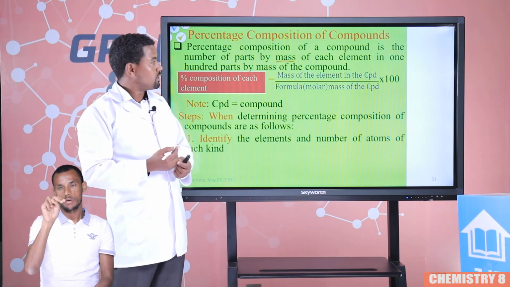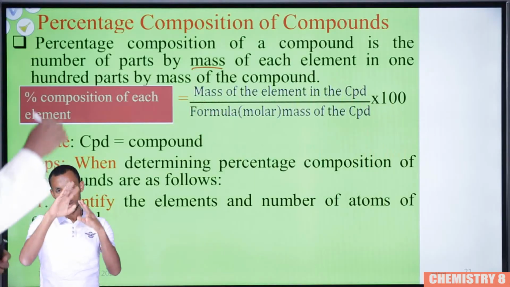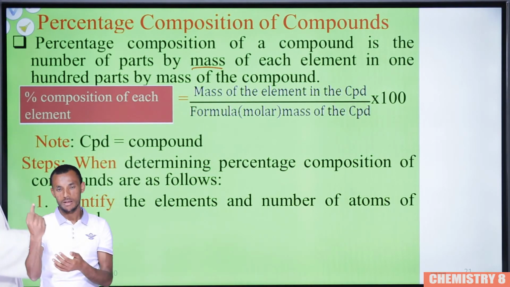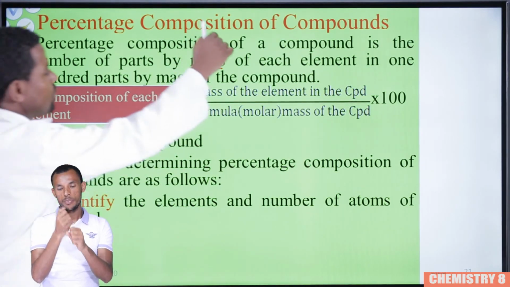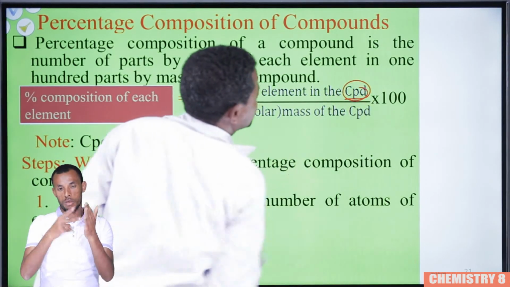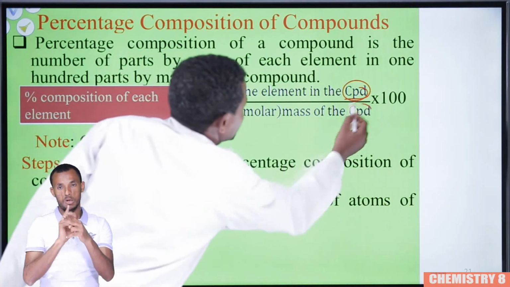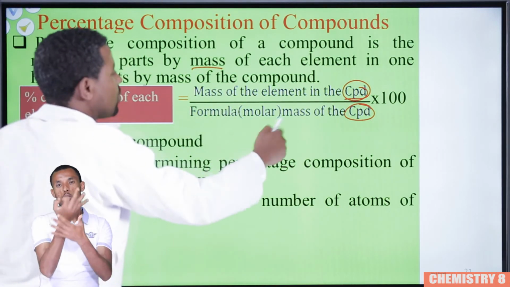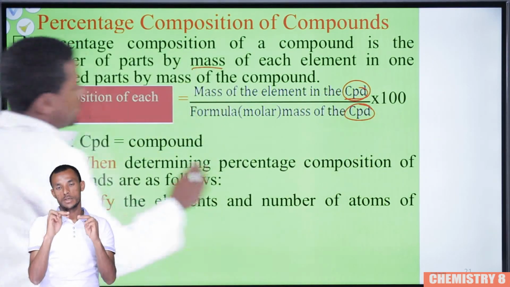So in order to determine the percentage composition by mass of each element in a given chemical compound, we use this formula. Percentage composition of each element in a given chemical compound can be calculated as the mass of the element in the compound (CPD, in short, means compound), divided by the formula mass or molar mass of the compound, then multiplied by 100.